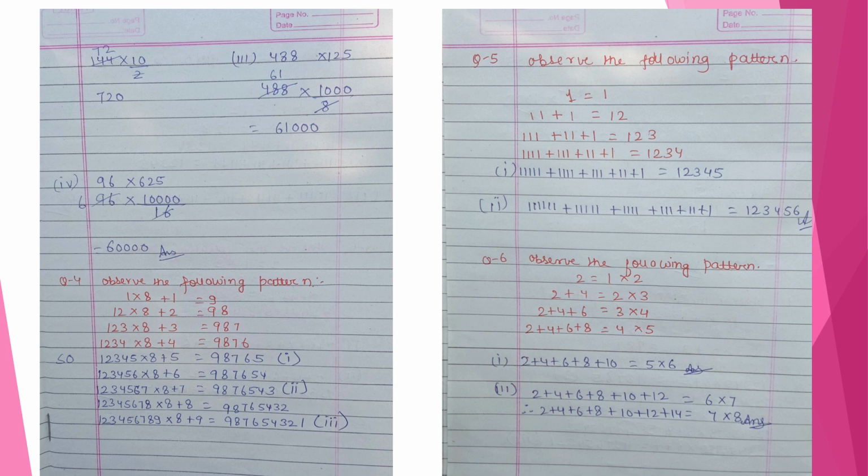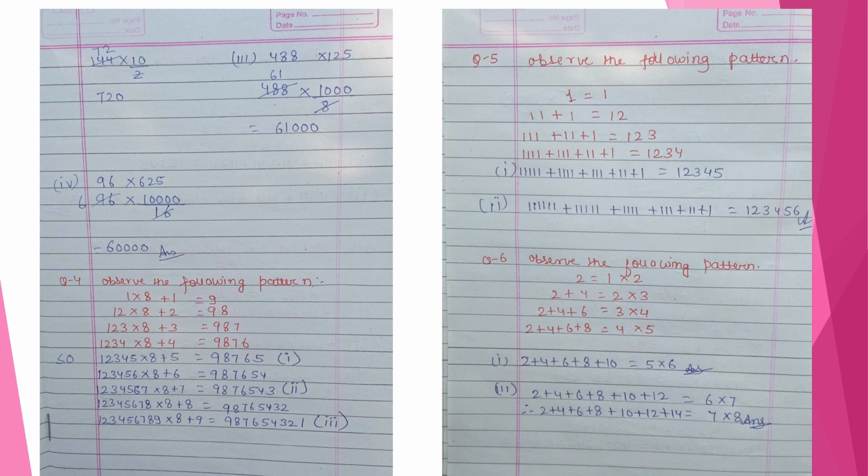Then question number 5. Observe the following pattern. We'll start with the LHS. 1. Then in the next line it is 11 plus 1. Then the third line is 111 plus 11 plus 1. Then the fourth line is 1111 plus 111 plus 11 plus 1. So the number of 1s is increasing. So the first part that we have to find out is 11111 plus 1111 plus 111 plus 11 plus 1.